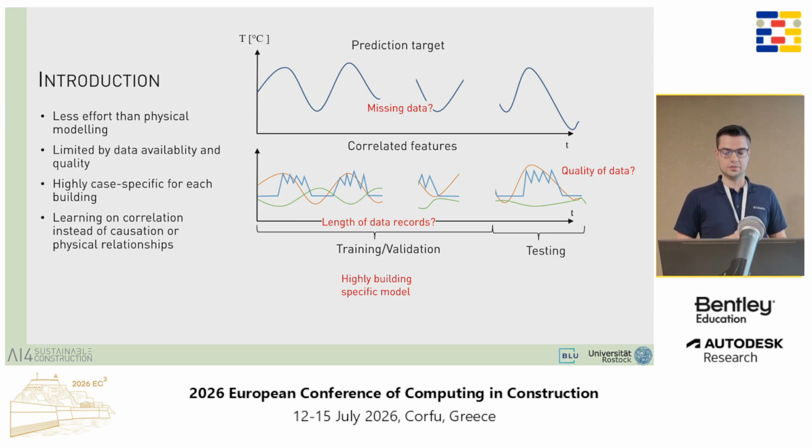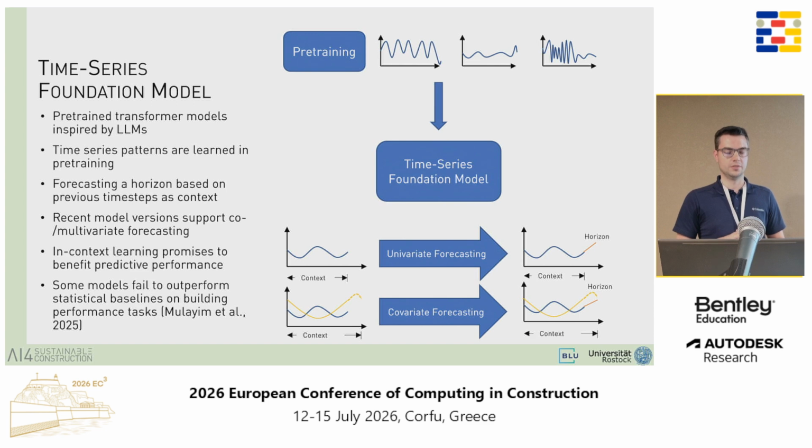So also these data-driven approaches often tend to learn on correlation instead of physical relations or causation. For some of these limitations, recently time series foundation models have emerged as a possible solution. These models are inspired by LLMs and also utilize a transformer. They have been trained, instead of on natural language like large language models, on a large stack of time series data from various domains. So with this pre-training, they of course already know common patterns in time series like seasonality, trends, cyclic behavior.